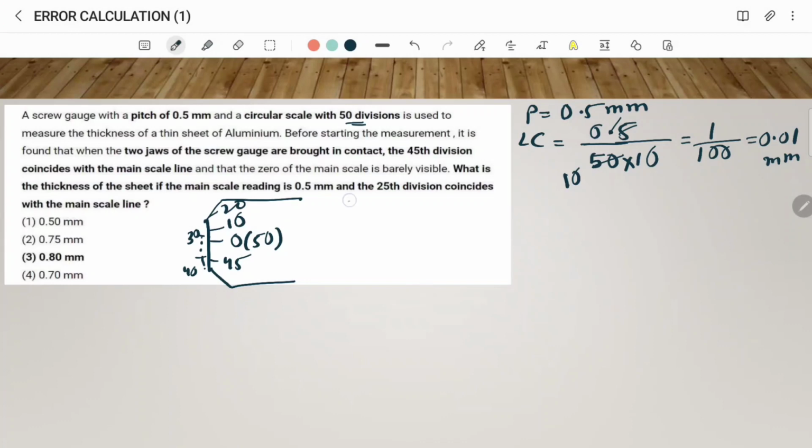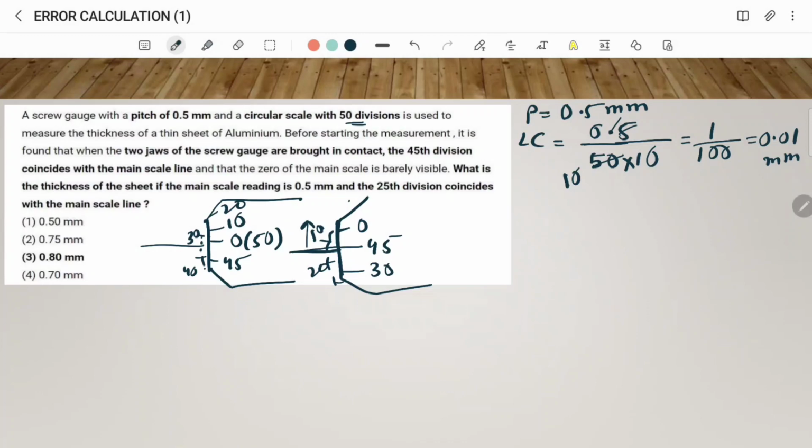So this is the ideal case, but in our case they are saying that the 45th marking coincides with the linear scale. That means our 0 is somewhere over here, then this is 10, 20 on the other side, 30 and 45. So our 0 is offset ahead of our main scale, our linear scale you can say. What kind of error was that? In this kind of error, the value that we are taking is lesser than the original value. So this is a negative error.